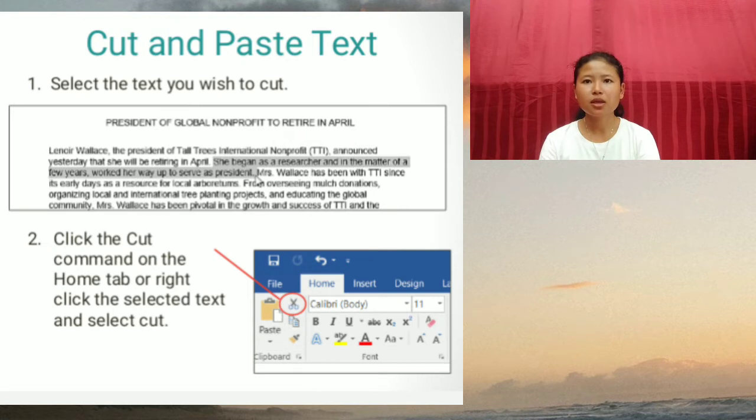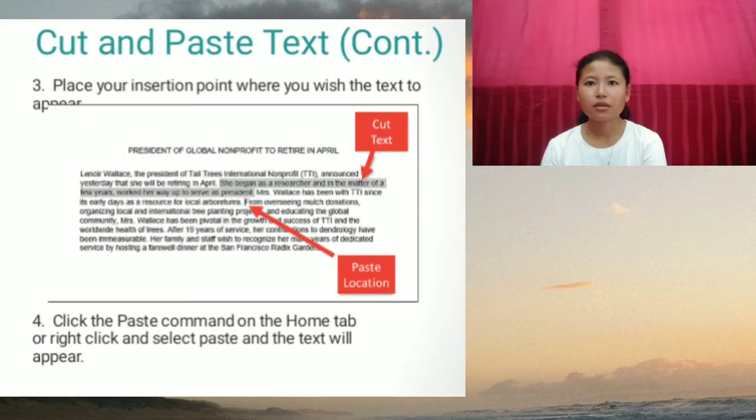Cut and paste text. First, select the text you wish to cut. Second, click the cut command on the Home tab or right-click the selected text and select cut. Third, place your insertion point where you wish the text to appear. Fourth, click the paste command on the Home tab or right-click and select paste, and the text will appear.